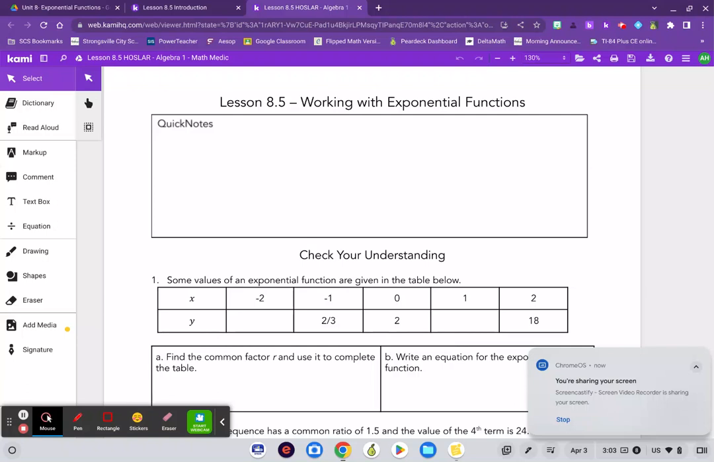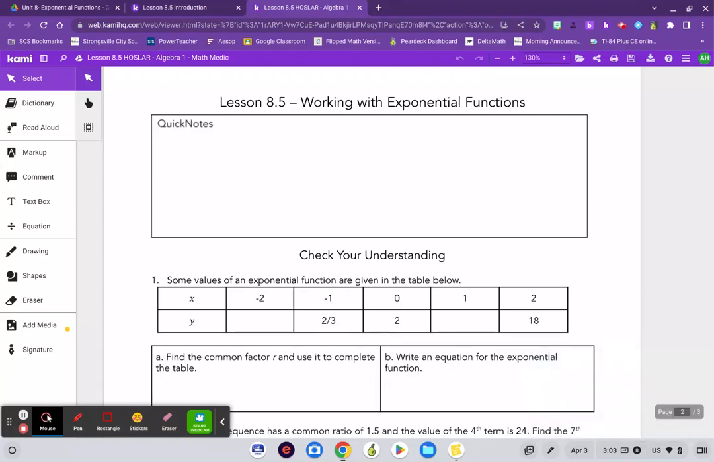Okay, so I'm going to go ahead and give you the quick notes in this short video for lesson 8.5. We were talking about working with consecutive terms versus non-consecutive terms. Consecutive terms are terms that are right next to each other. So for example, these down here, these are called consecutive.